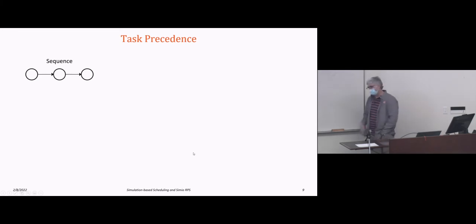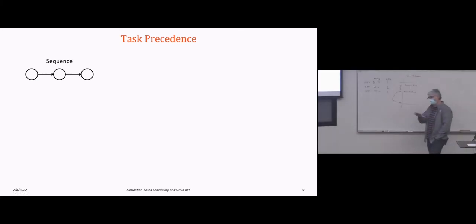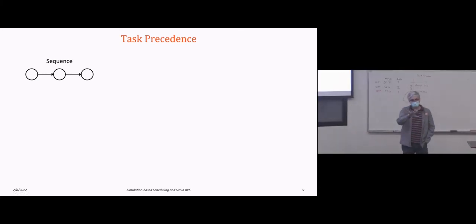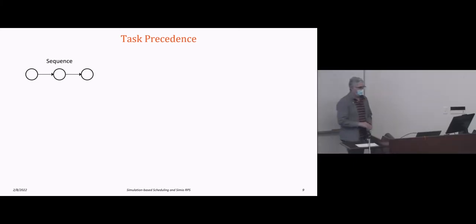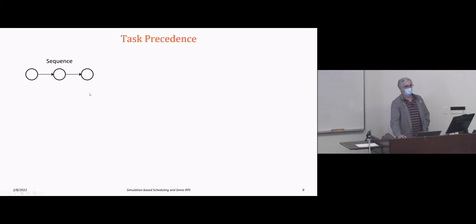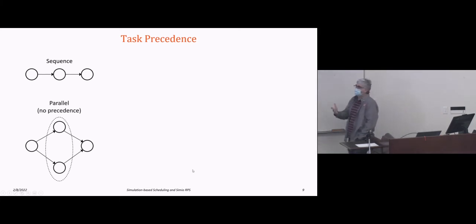And when we talk about task precedence, the two things that we're interested in, at least for now, are task precedence, what we mean by task precedence, and process type. Okay? So we have typical sequence, so I can just have precedence relationships, this one before this one before this one. I can have parallel, which is no sequence, right?